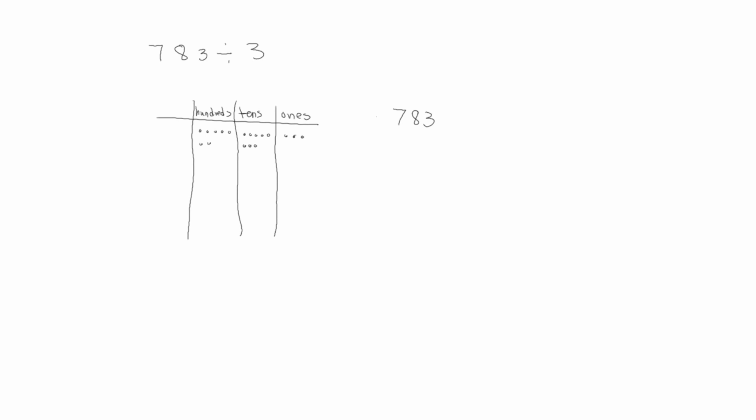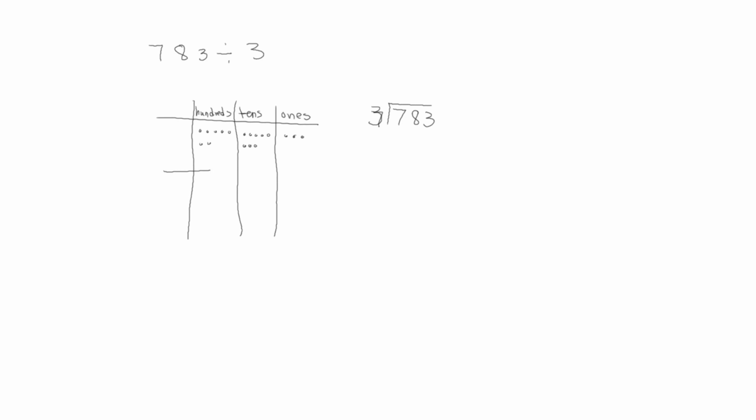Let's do 783 divided by 3. And we'll show our dividend as 7 hundreds, 8 tens, and 3 ones. And this time we're also going to record what we're finding on our place value chart into the standard algorithm for long division.